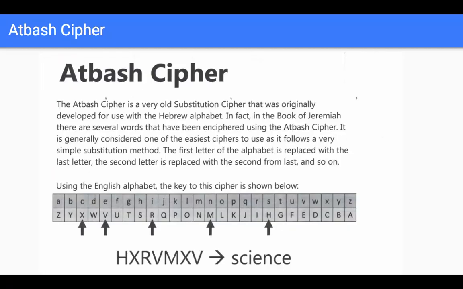Next, we have the Atbash cipher, and this comes from the Hebrew alphabet. We talked a little bit about this yesterday in the history of ciphers. And actually, there's some ciphered text in the book of Jeremiah, which is in the Bible, where they use the Atbash cipher. And it's usually considered to be a pretty easy cipher.